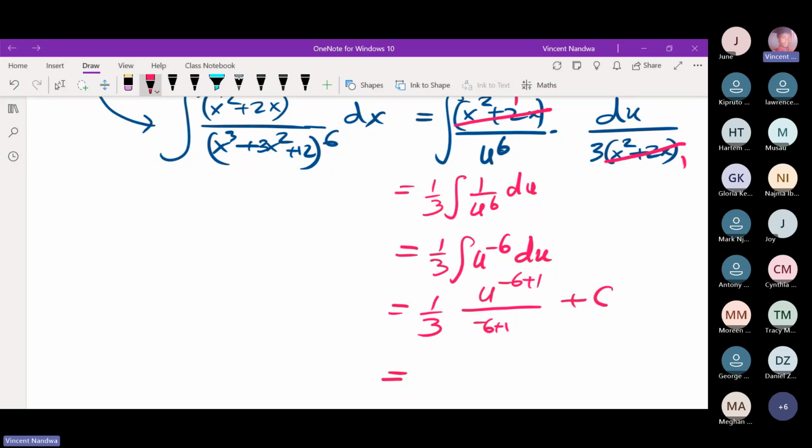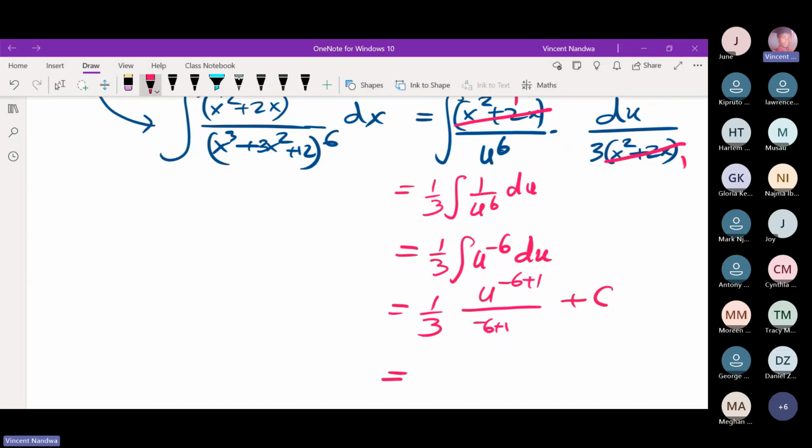So which fraction power multiplied by u power minus 5? I know you are already tired, so this one, then I finish. When I finish, then I will stop. So I'm not continuing after working out the solution to the two problems.